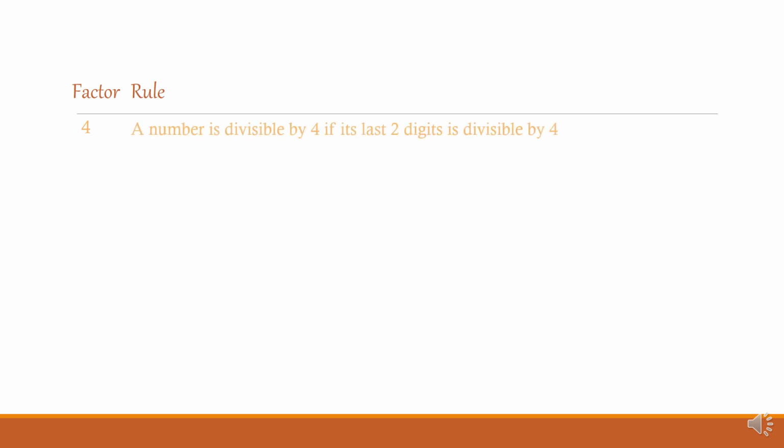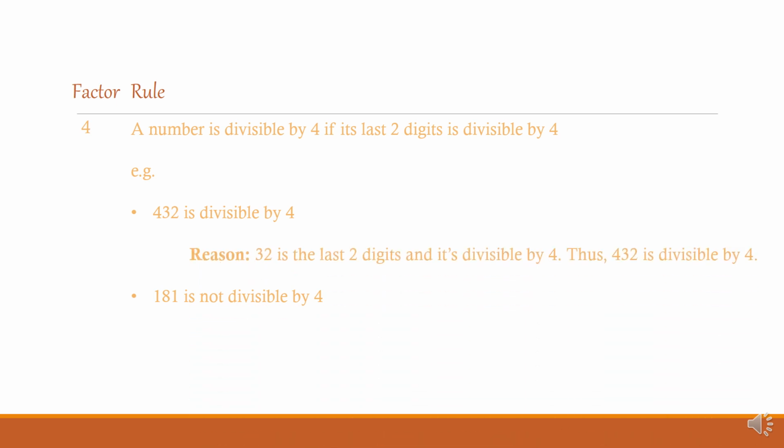Now, how do we know if a number is divisible by 4? The rule is this. A number is divisible by 4 if its last 2 digits are divisible by 4. What do we mean by this? Let's look at this example. 432 is divisible by 4. How do I know this? And at the same time, 181 is not divisible by 4. So let's look at our reasons.